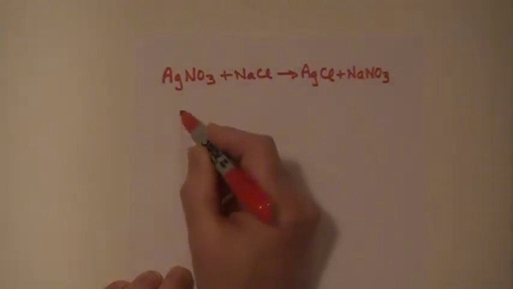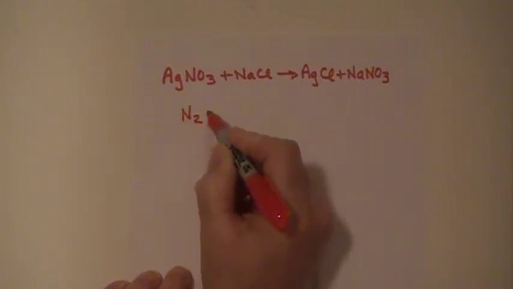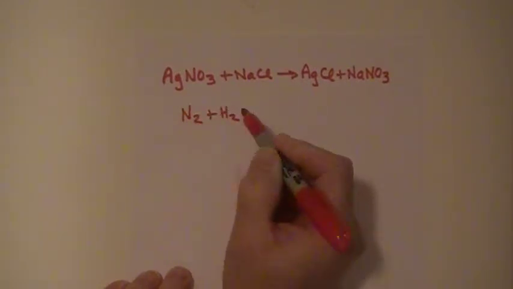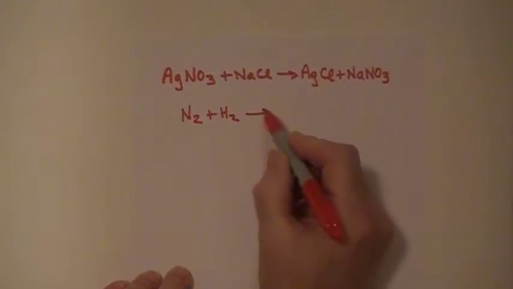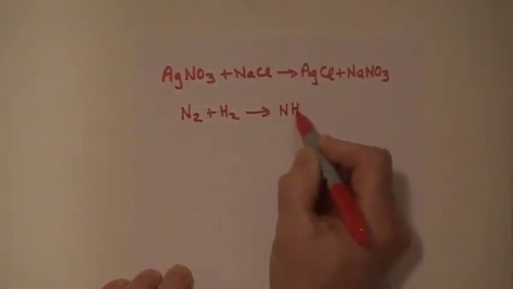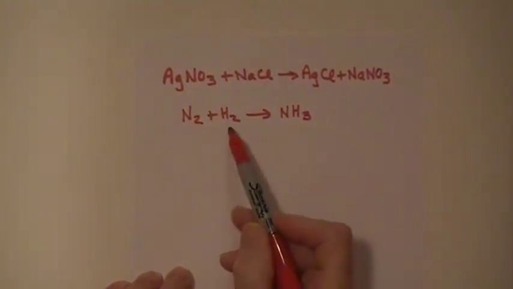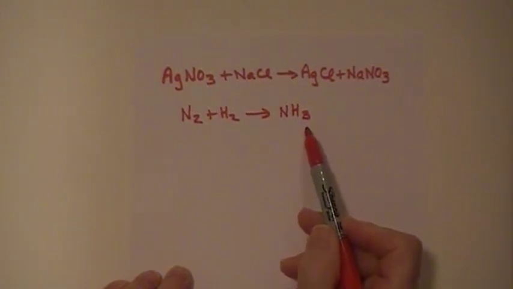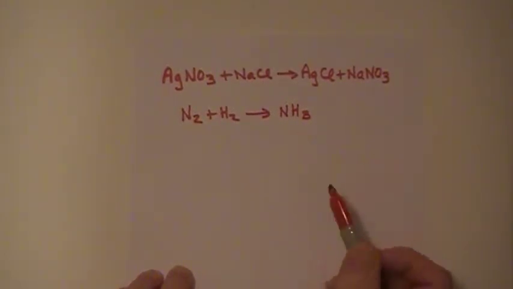Okay, let's look at another reaction. Let's try nitrogen plus hydrogen to make ammonia. Now there are 2 hydrogens on this side and 3 on the product side, so this reaction is not balanced as is. So how would we balance this?